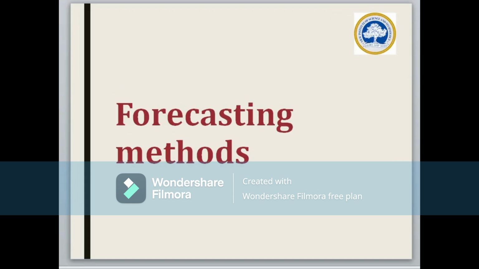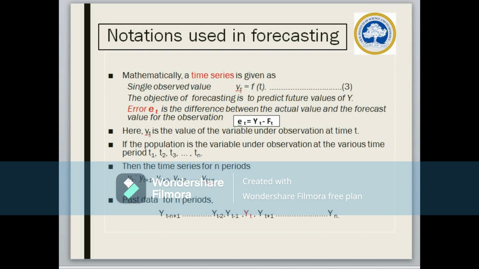Forecasting methods. We will see a few notations used in forecasting. Mathematically, a time series is given as a single observed value y of t equal to f of t. The objective of forecasting is to predict the future value of y.